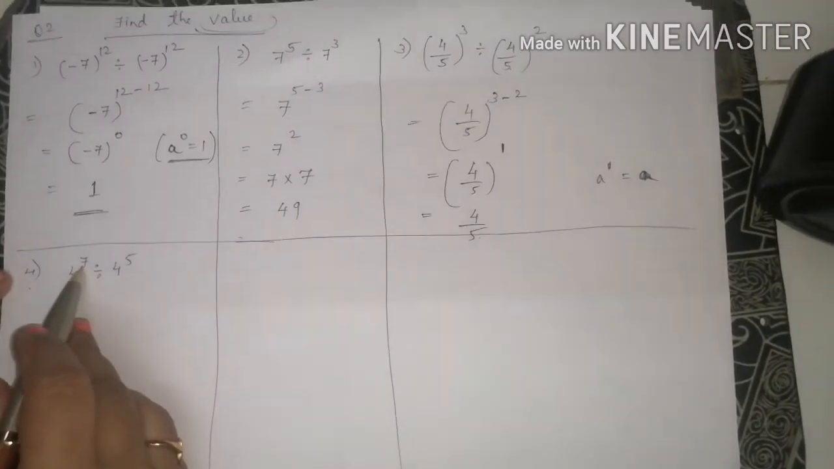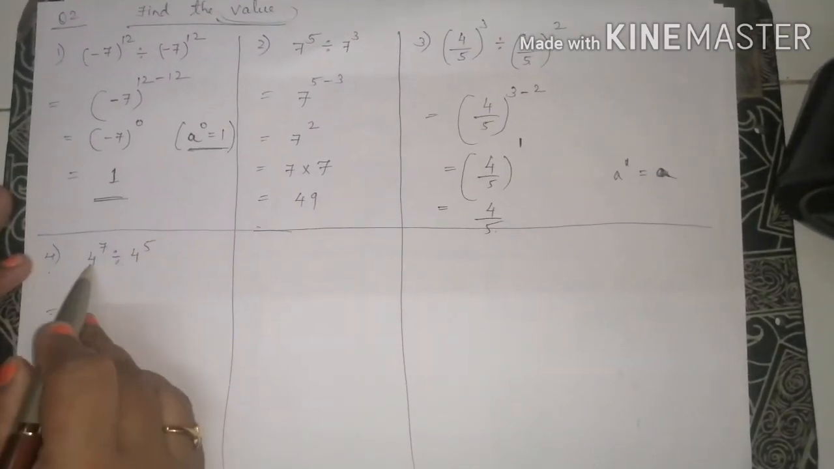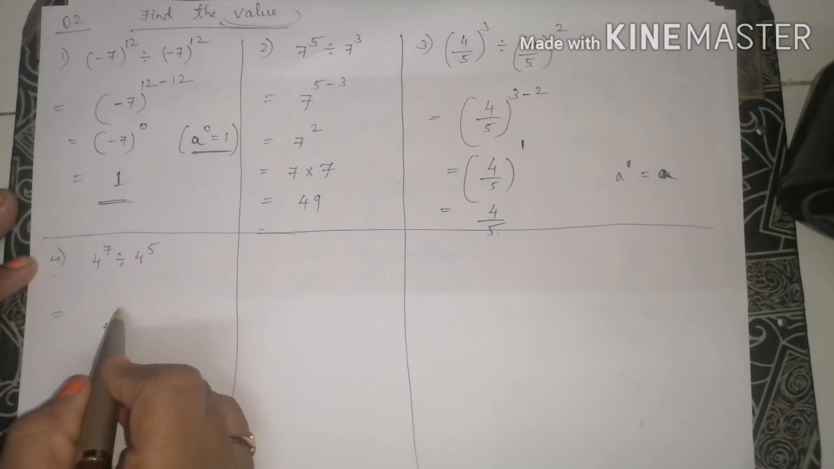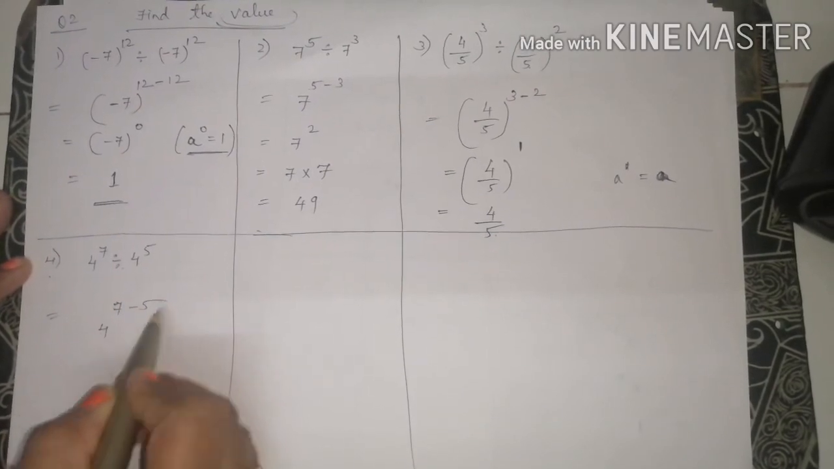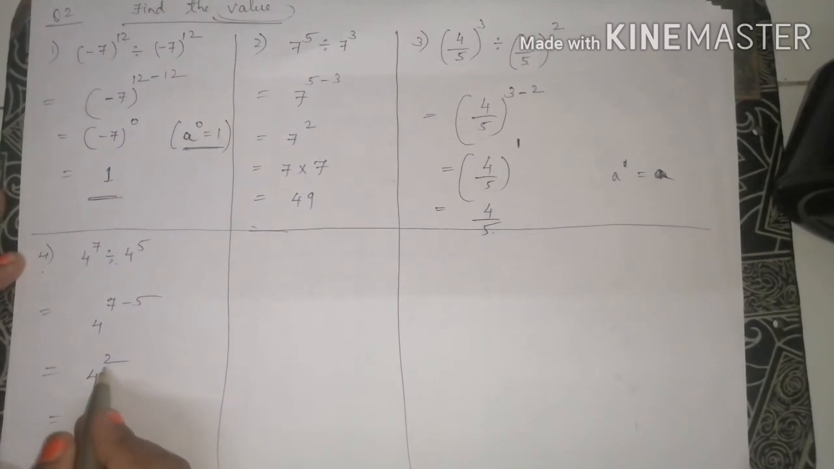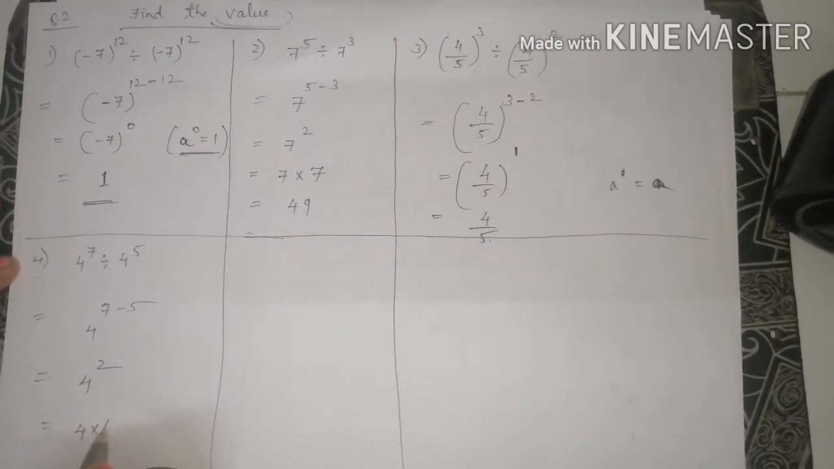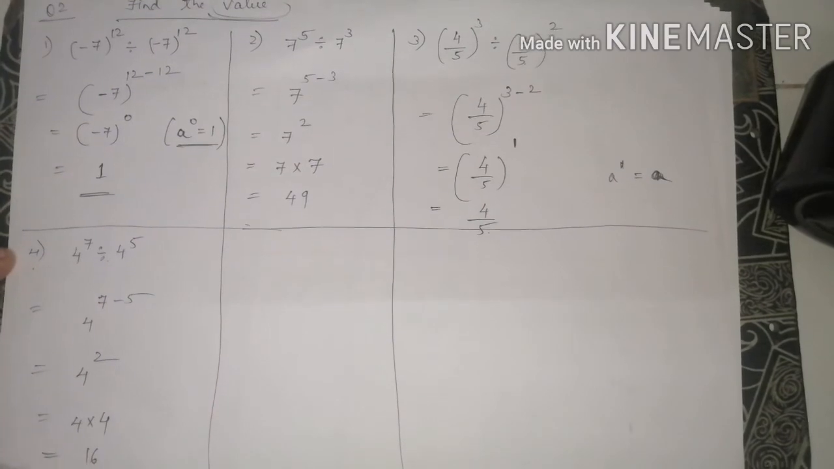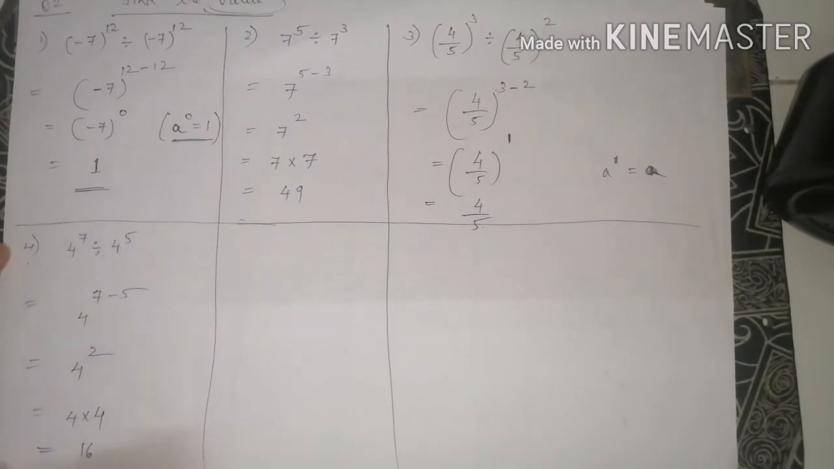Now fourth one, 4 raised to 7 divide 4 raised to 5. Base is same, 4, write it one time. Subtract the powers, 7 minus 5. So 4 raised to 7 minus 5 is 2. So 4, how many times will you multiply? 2 times. 4 4 is 16. So what is the answer? 16. So this is the value.